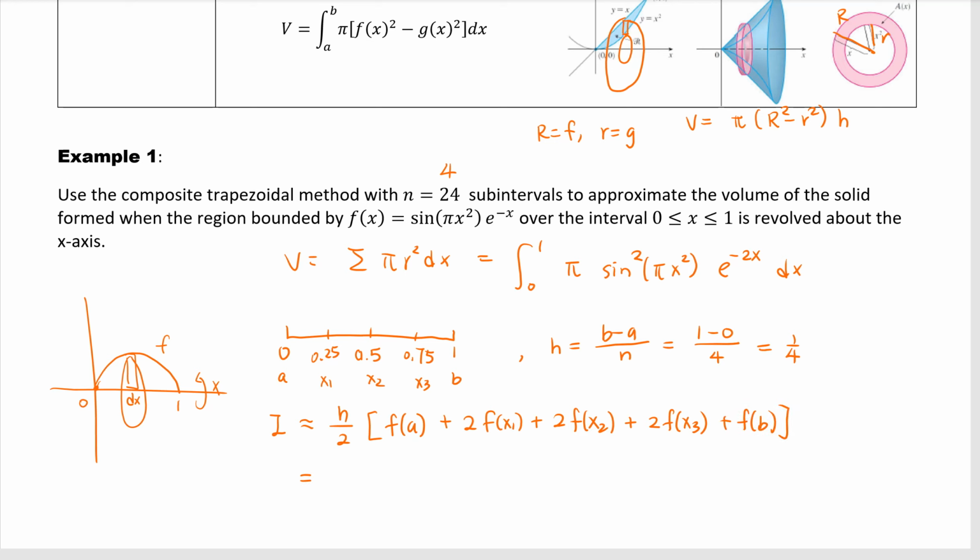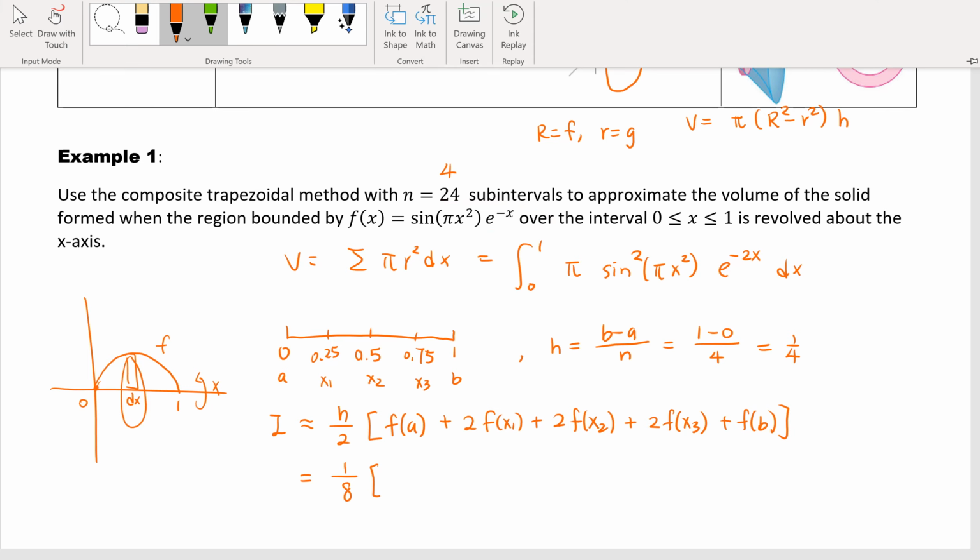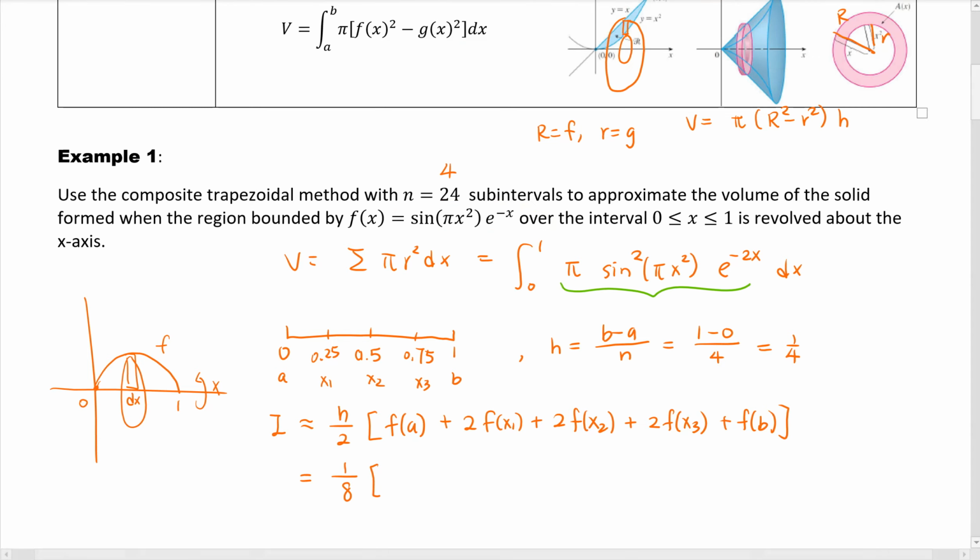So h is 1/4, divided by 2, that's 1 over 8. Then f of 0. Well, what is f in this case? It's not the sine pi x squared e to the minus x. I should not use f. Let me use g, because we want to evaluate this integral. We're not talking about the area under the curve, we're talking about the volume of the solid. So this is the integrand that we're interested in. Let's not use f because it's confusing. Let's use g.